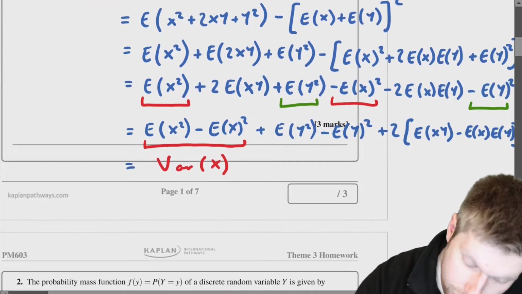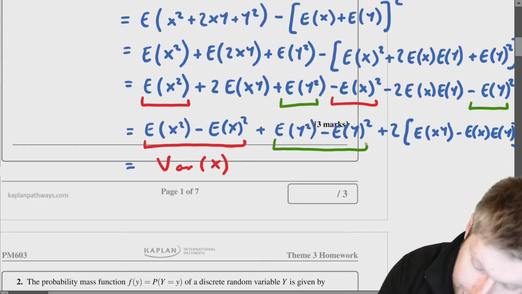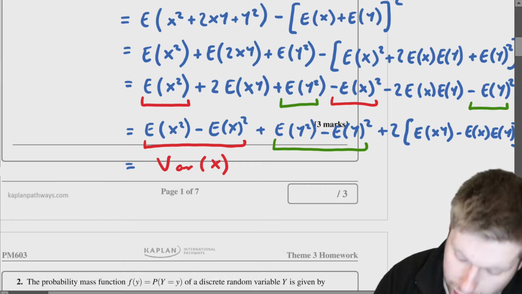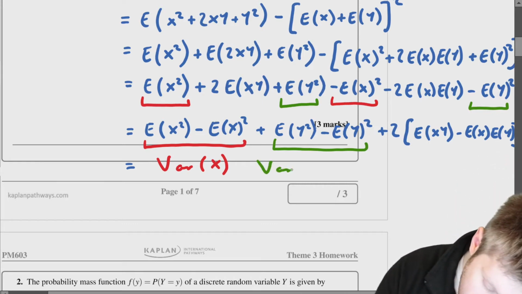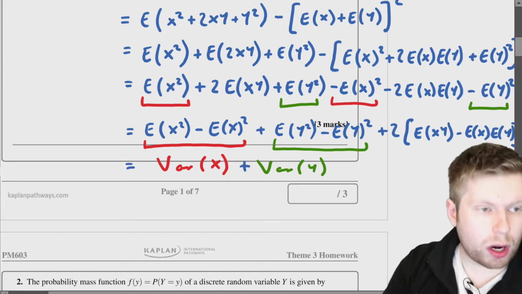And you notice as well that the thing which I've got in green, the expectation of y squared, take away the expectation of y all squared, that is just simply the variance of y. And of course, I'm adding these two things together. So that's getting close to what I want.